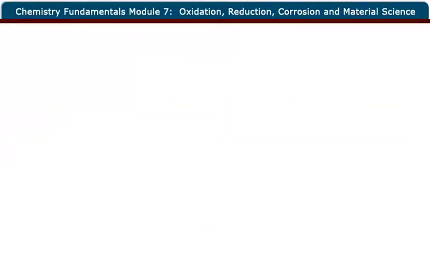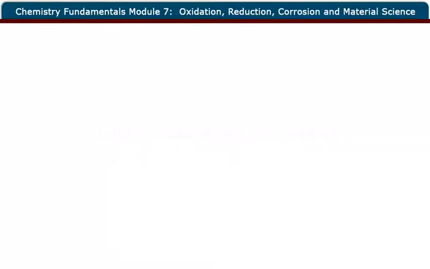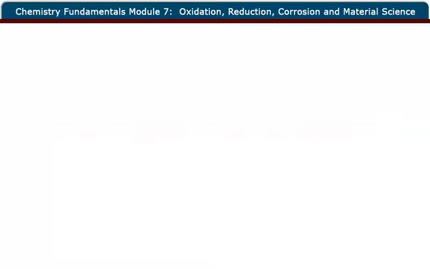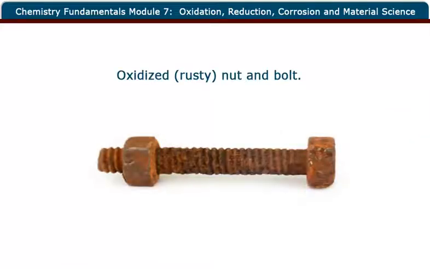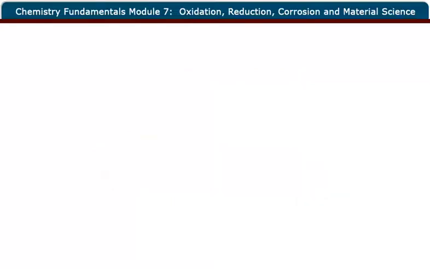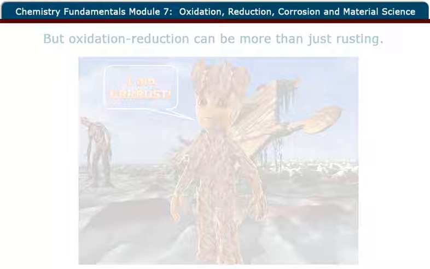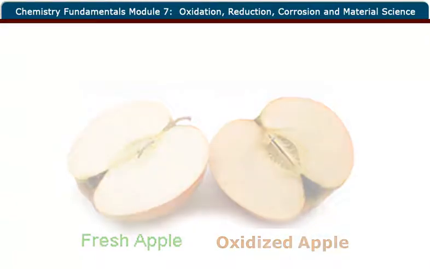What is an oxidation-reduction reaction, also known as a redox reaction? A classic example of an oxidation-reduction reaction is rusting. We say this shiny bolt that became rusty over time has been oxidized. But oxidation reduction can be more than just rusting. For example, we may say the inside of this apple becomes oxidized as it is exposed to air.